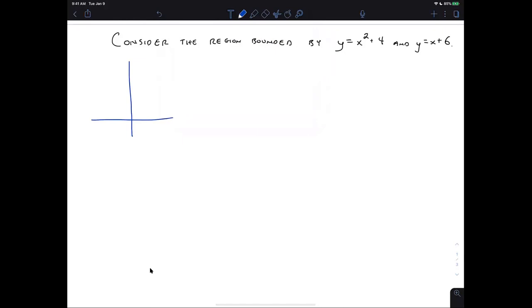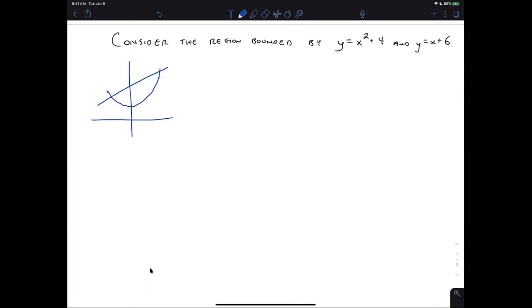So we should probably remember, okay, y equals x squared plus 4 is a parabola shifted up 4. So it looks like this. And then y equals x plus 6 is a line that has slope 1 and y-intercept 6. Do we remember that? All right, so slope 1 and y-intercept 6, which means it's going to do something like that. And it means we don't really care about this top left part. So I'm going to redraw that part. And so what we care about is the overlap.